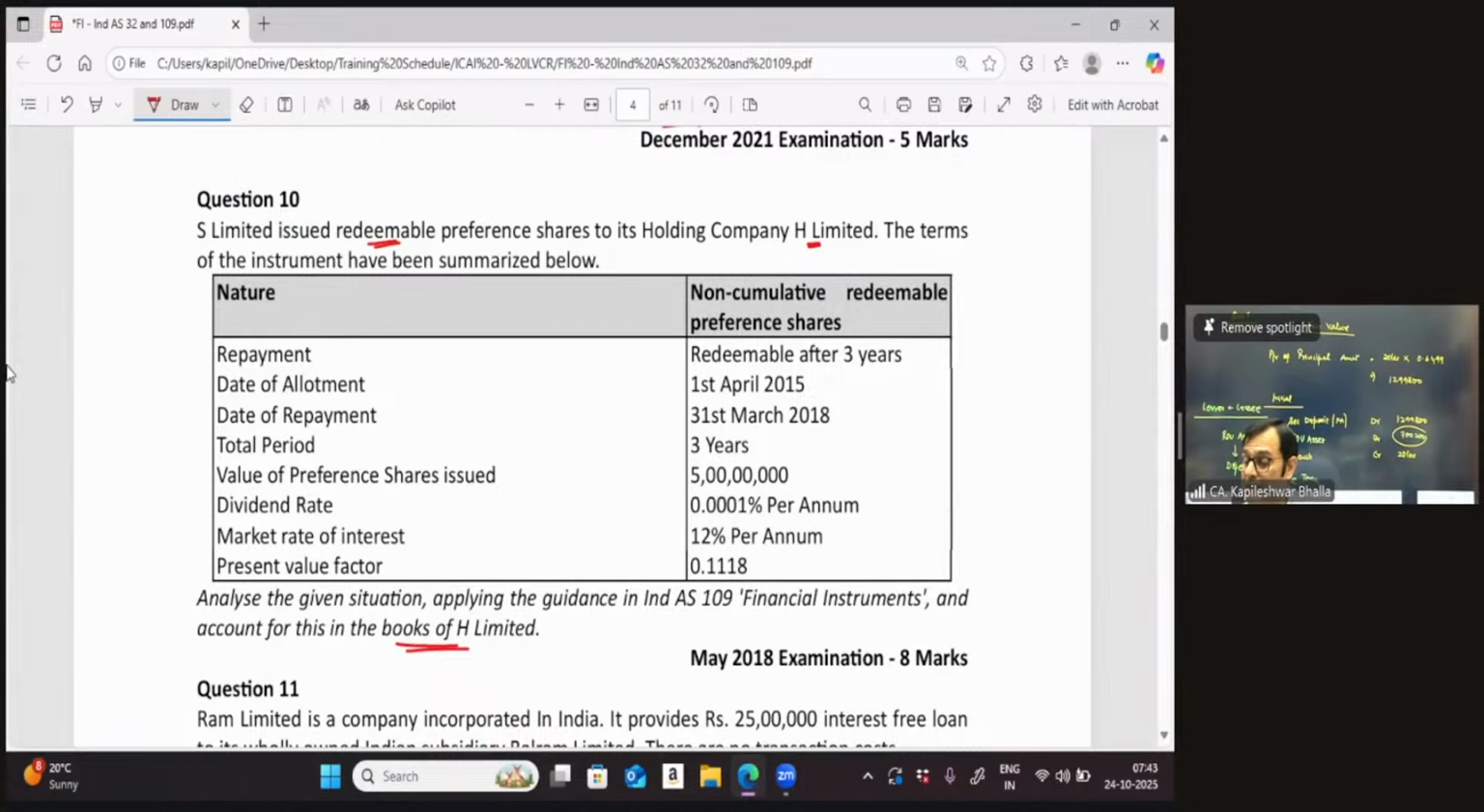And then we're given that these are non-cumulative redeemable preference shares. The period of redemption is 3 years, starting on April 15, ending on March 18. Then I am given the total period, the value of the preference shares, the interest rate, the dividend rate is practically negligible. So you can say the contracted rate of dividend is practically 0. Then it says the market rate of interest is at the rate of 12% and the discounting factor is given. Quite a similar information as compared to the security deposit in the previous question.